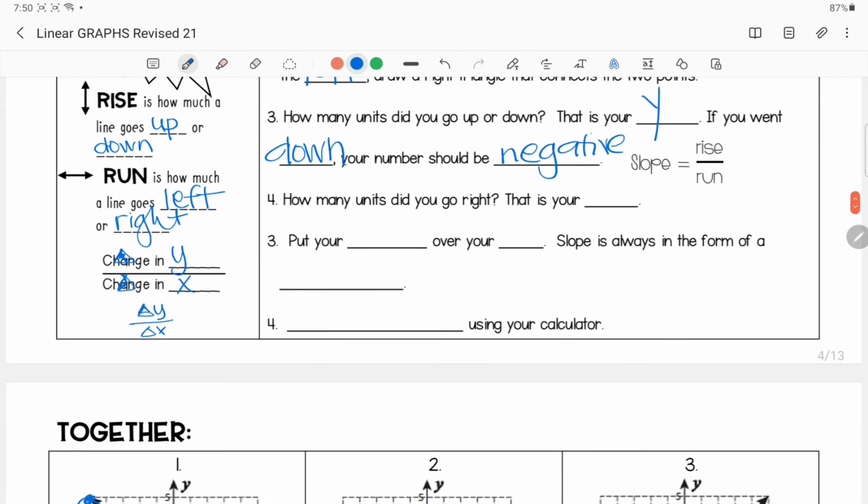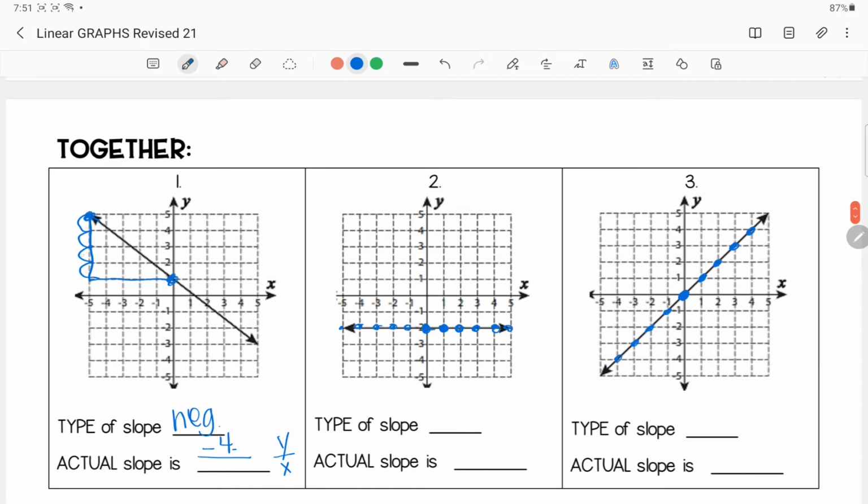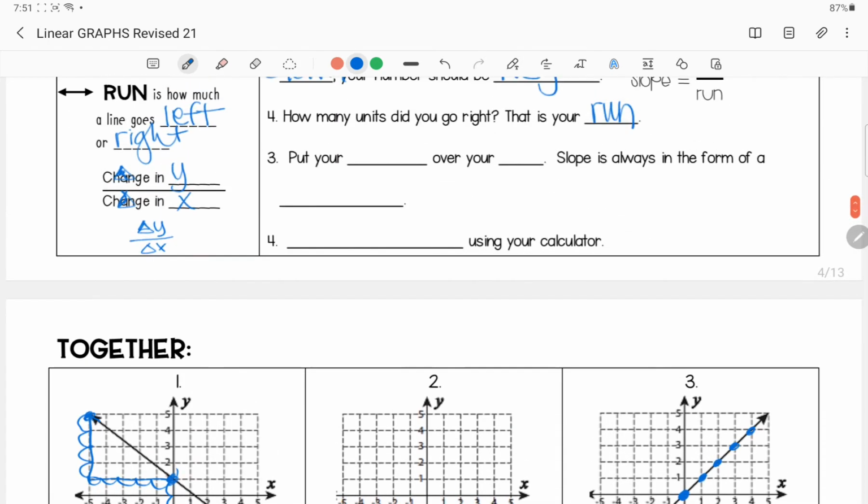And then how many units did you go right? That is your run. And we say right because you should have started with your farthest point to the left, and we're moving to the right. And we went 1, 2, 3, 4, 5 to the right. So we went down 4 and 5 to the right. What that's saying is, if I went down 4 again, 1, 2, 3, 4, and 5 to the right, I'd run into my next point, which is right there. And that's exactly what happened.